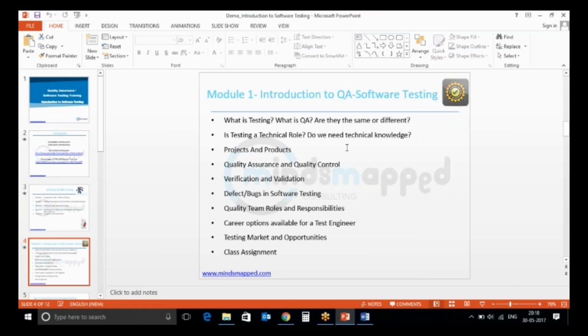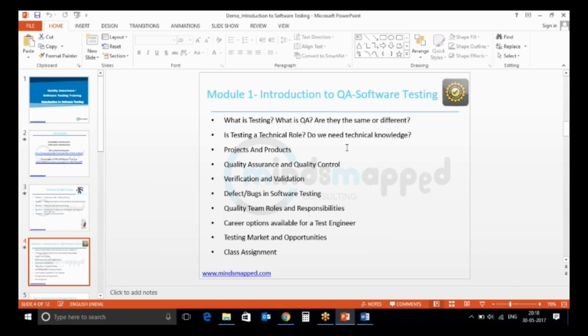Okay, so let's start off. So this is module 1, where you can read through the topics on your own. These topics are: what is testing, what is QA, are they the same or different?